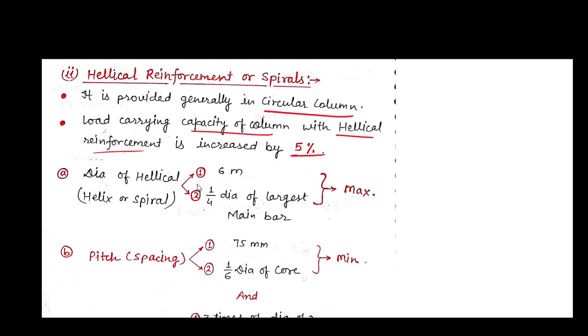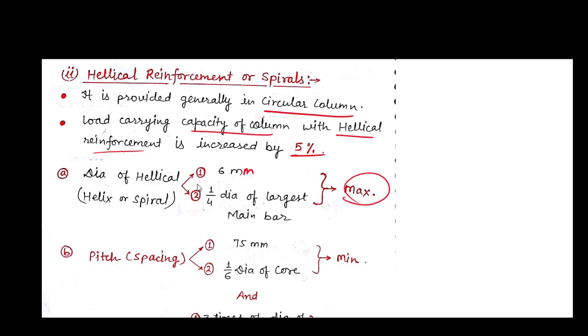So you must be seeing that in the major building structures or bridges we are providing circular columns or circular piles or piers. It is provided because it has more capacity of carrying load. Now the dia of helical bar or helix or spiral, whichever we are using in circular column, depends on two factors. Either it is 6 mm or 1/4 of dia of largest main bar, whichever is maximum.